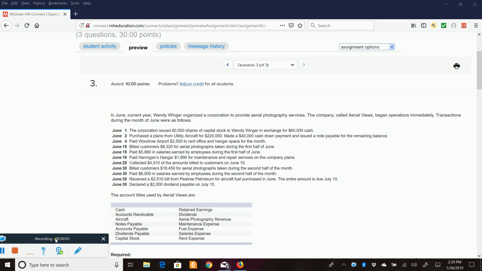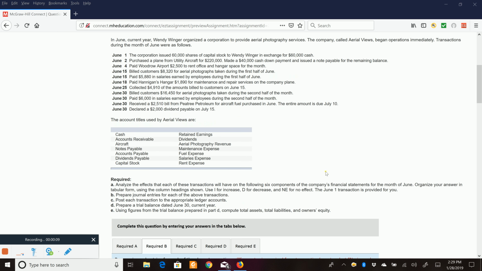Hello everyone. In this particular problem, we are going to go through various journal entries and see the debit credit analysis, and then from there we're going to go through the postings to the ledgers to prepare lastly what is known as a trial balance, which is a listing of all the running balances.